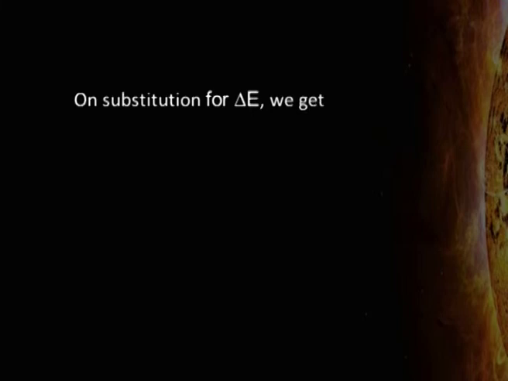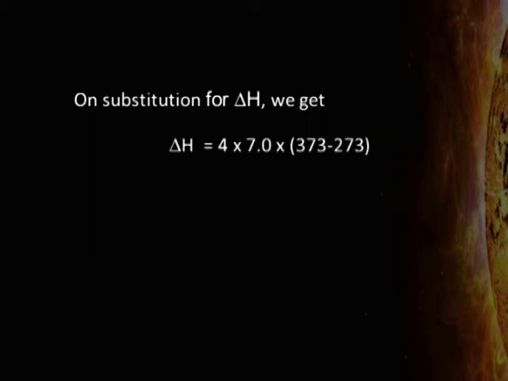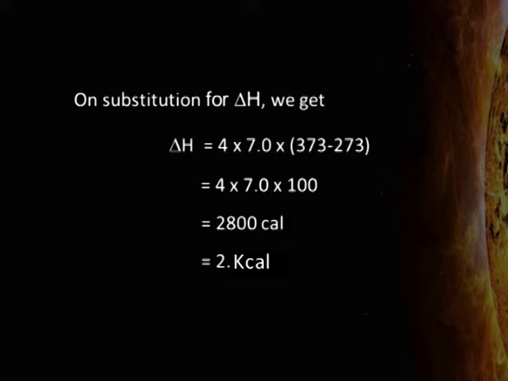On substituting these values, we will get delta E equal to 4 into 5.0 into (373 minus 273), which is equal to 4 into 5 into 100, equal to 2000 calories or 2 kilocalories. On substituting the values in the expression for delta H, we will get delta H equal to 4 into 7 into (373 minus 273), which is equal to 4 into 7 into 100, equal to 2800 calories or 2.8 kilocalories. There is another example to practice the relationship between delta H and delta E.